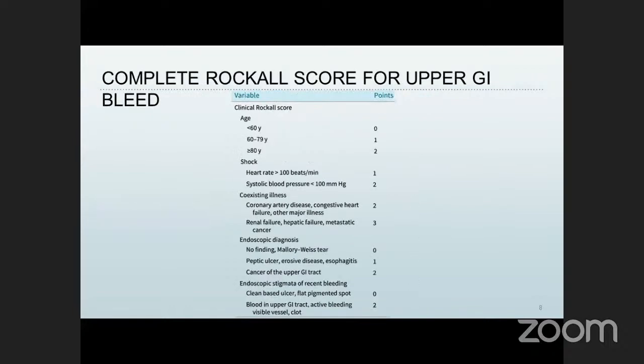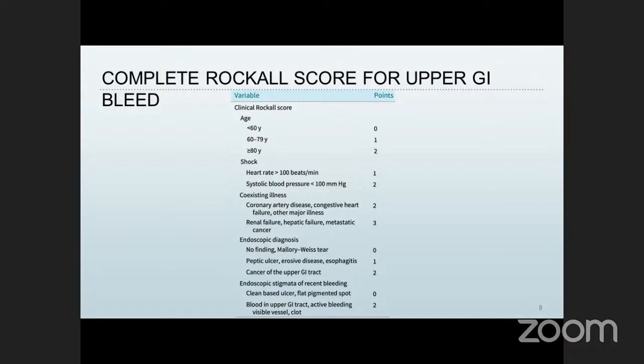The second score is the complete Rockall score for upper GI bleed. This score is based upon age, presentation of shock, any coexisting illness like coronary artery disease, renal failure, hepatic failure, and endoscopic findings like peptic ulcer, erosive disease, or esophagitis, and the stigmata of recent bleeding, like active bleeding, visible vessel or any adherent clot. Based upon this, even the patient can be taken up for endoscopy, but the post-endoscopic Rockall score is more significant in predicting mortality as well as length of stay in the hospital.